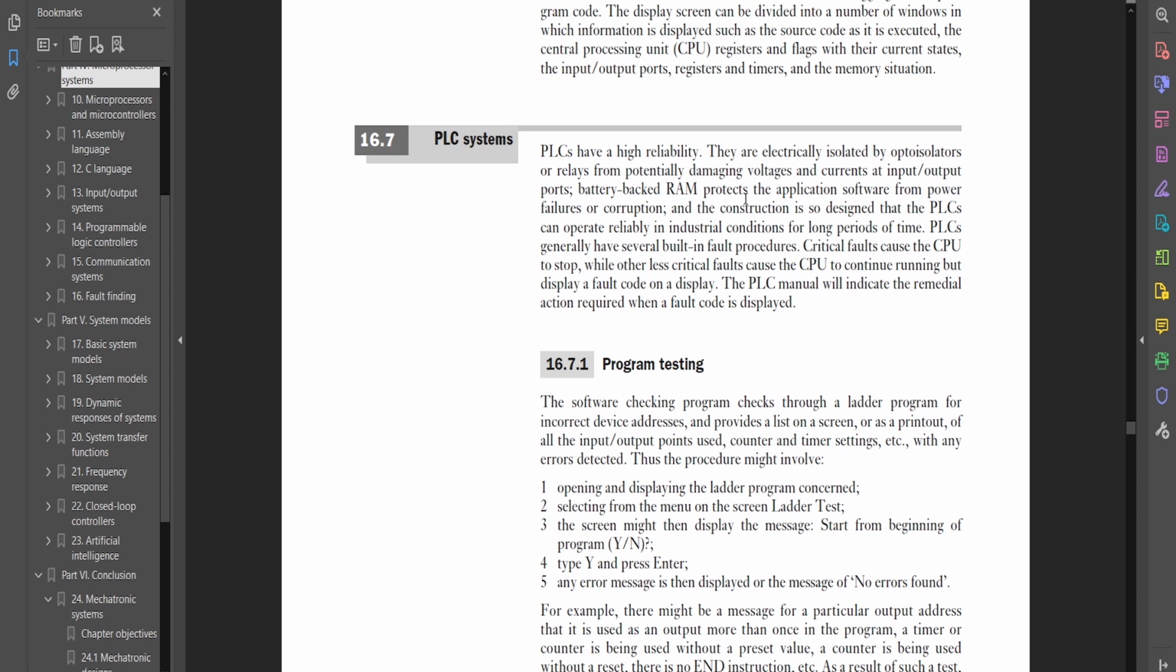PLCs generally have several built-in fault procedures. Critical faults cause the CPU to stop, while other less critical faults cause the CPU to continue running but display a fault code on the display. The PLC manual will indicate the remedial action required when a fault code is displayed. Okay.